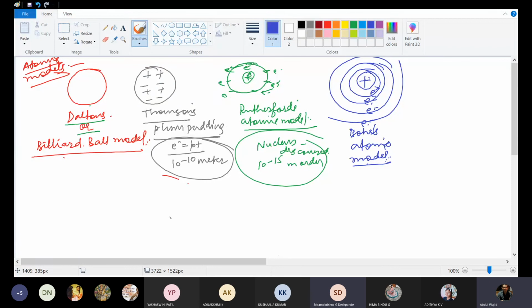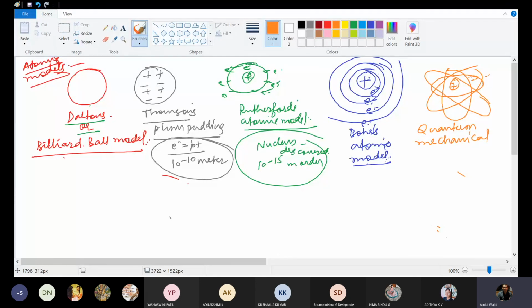And next is the elliptical orbit model. This is the nucleus and then elliptical orbits. This is the Bohr-Sommerfeld model. Sorry, I told you quantum mechanical model, it is the Bohr-Sommerfeld model. The quantum mechanical model or wave mechanical model is Schrodinger's.